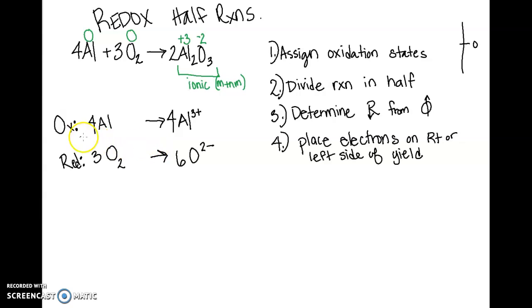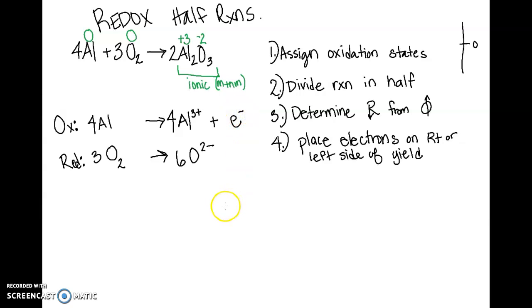Well, if it's oxidation, that means loss, right? OIL RIG. So if it's oxidation, I put the electrons on the other side as a product. Now, I still use a plus sign. No minus signs. So oxidation is loss of electrons. That's how a neutral atom becomes positive, by losing these negative charges.